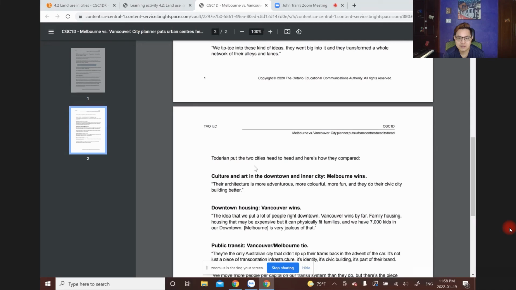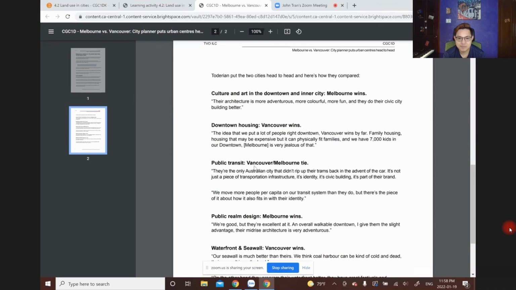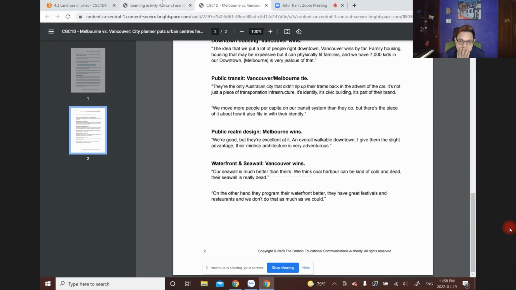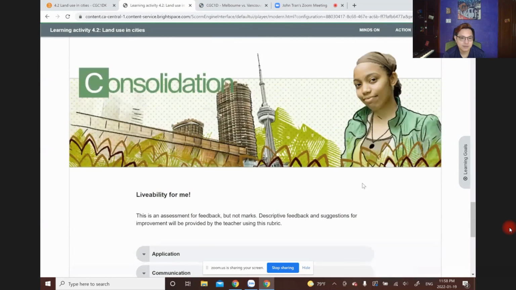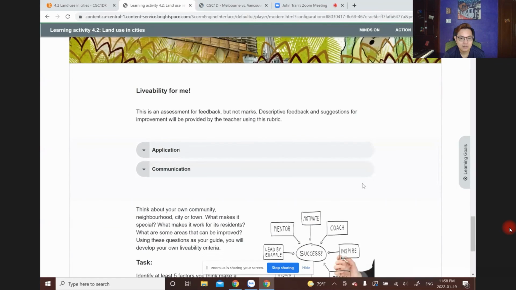Culture and art in downtown in the city, Melbourne wins. Of course, Melbourne is much more diverse in terms of art and culture. They are creative, more adventurous, more colorful, more fun. They do the civic city building better. Downtown housing, Vancouver wins. The idea is we put a lot of people there. Okay, anyway. Consolidation now. Oh, it's already consolidation, livability for me.